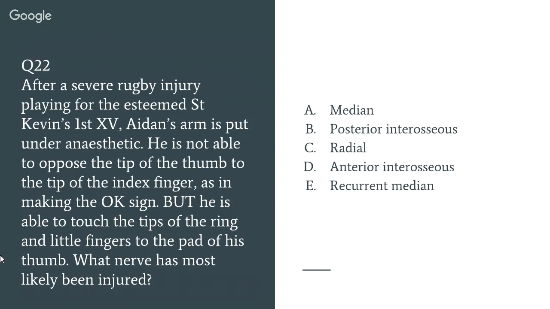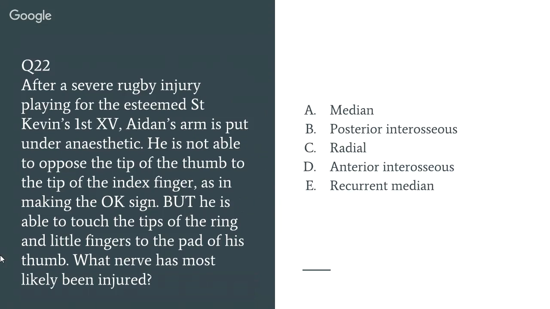Moving on, question 22. After a severe rugby injury playing for the esteemed St. Kevin's First 15, Aiden's arm is put under anesthetic. He's not able to oppose the tip of his thumb to the tip of his index finger, as in making the OK sign, but he is able to touch the tips of his ring and little fingers to the pad of his thumb. What nerve has most likely been injured?